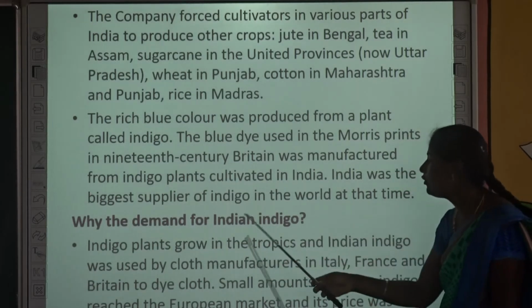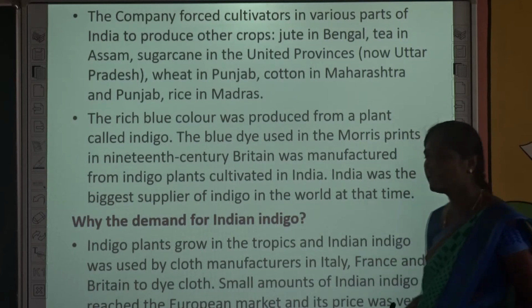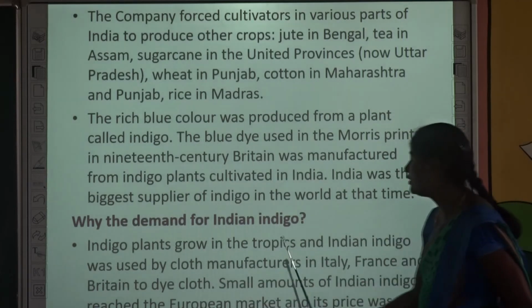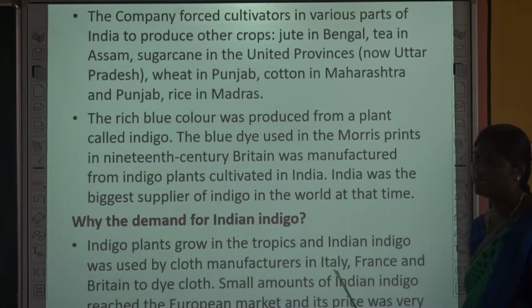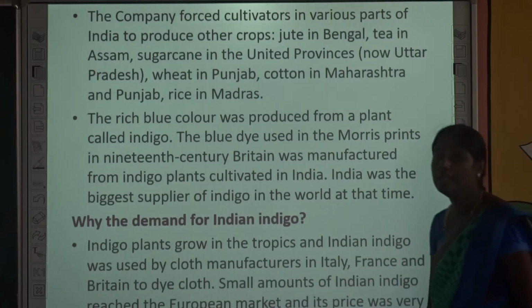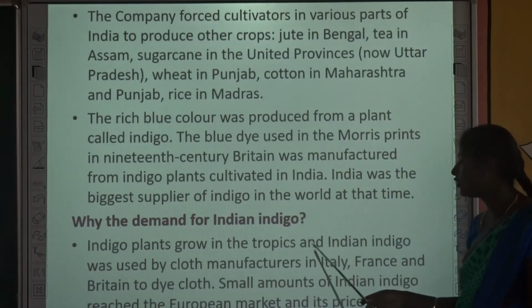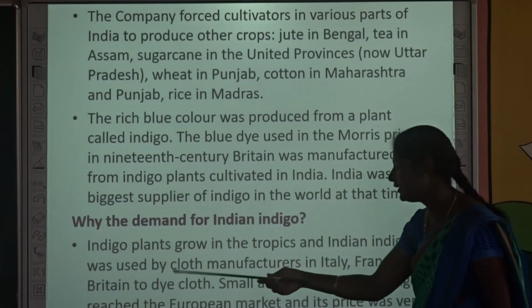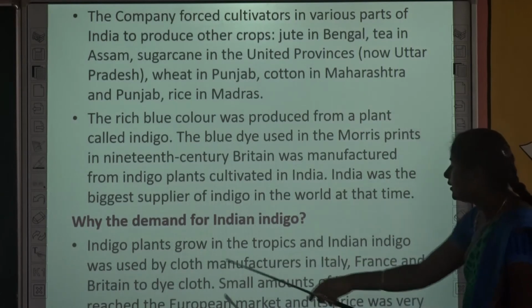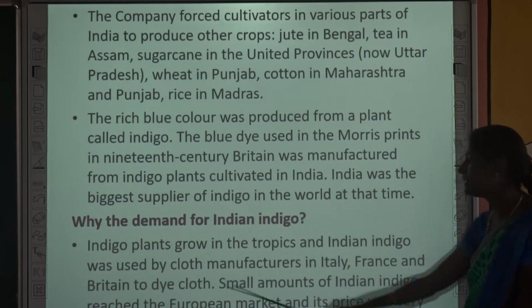Why was there a demand for Indian indigo? Indigo plants grow in the tropics, and Indian indigo was used by cloth manufacturers in Italy, France and Britain. Tropics means the regions which are very hot. The high temperature regions are called tropical regions, and these regions can grow indigo.